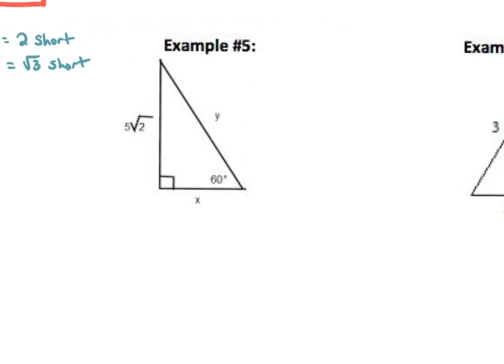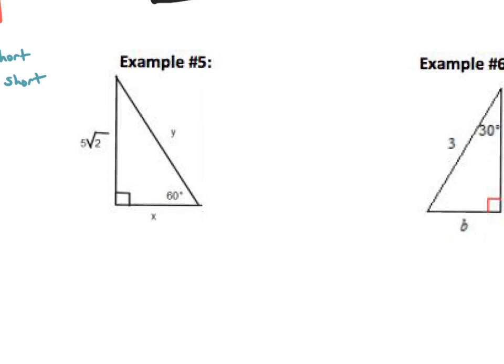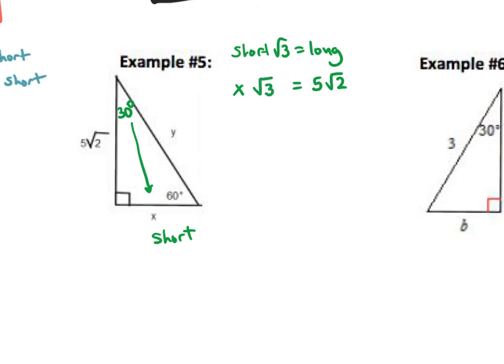All right, let's look at this example over here. Again, it's a 30-60-90 triangle. Because we have the 60 and we have the 90, this has to be the 30. So this is the short leg, but that's not what we're given in this case. We're given the long leg. Now we know the short leg times the square root of 3 is the long leg. So in this case, the long leg is 5 square root of 2, and the short leg is x. So we get x times the square root of 3 equals 5 times the square root of 2.